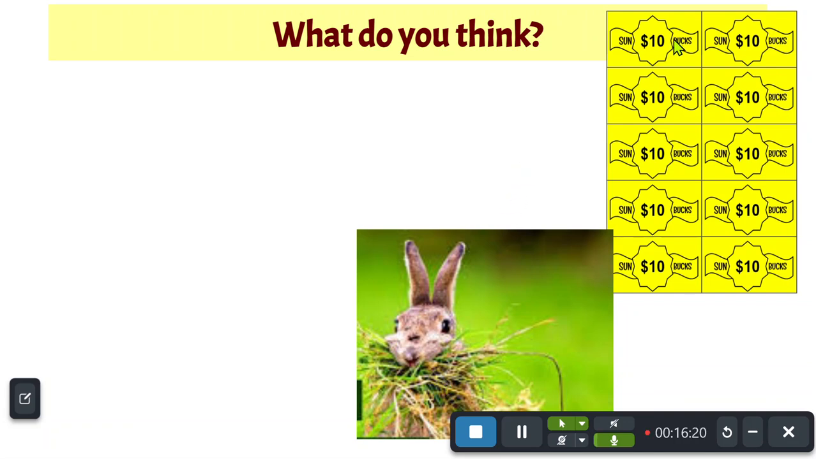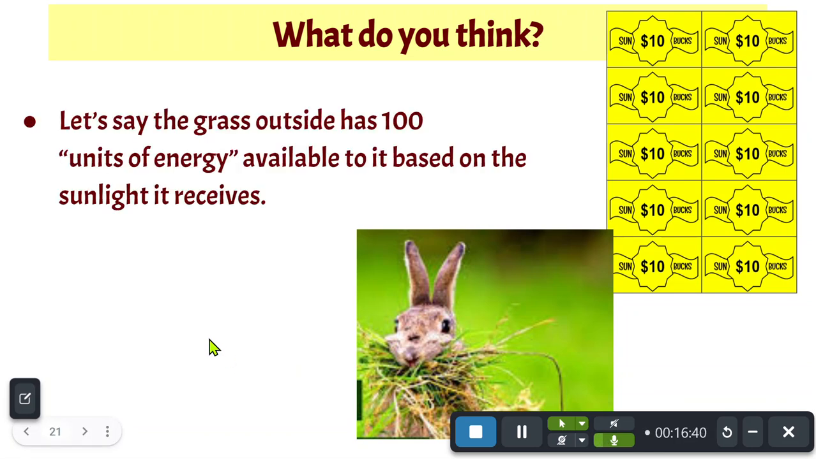So we're going to talk about this idea of sun bucks. So right now I have 10, 20, 30, 40, 50, 60, 70, 80, 90, 100 sun bucks that we are thinking about. That grass has that much energy, 100 sun bucks worth of energy. So let's think about what happens with that. Say the grass outside has 100 units of energy, sun bucks, available to it based on the sunlight it receives.